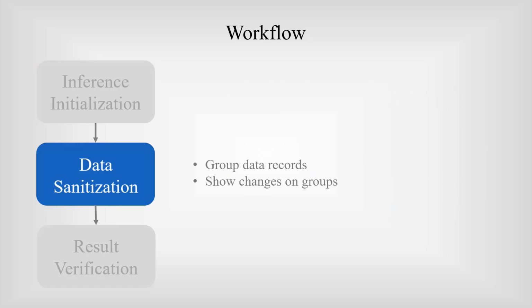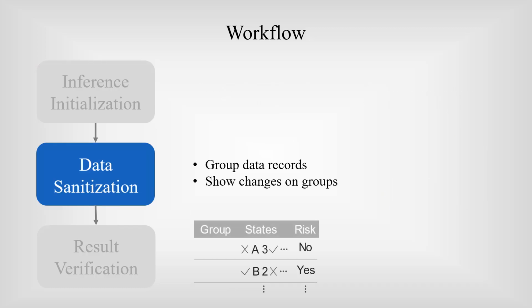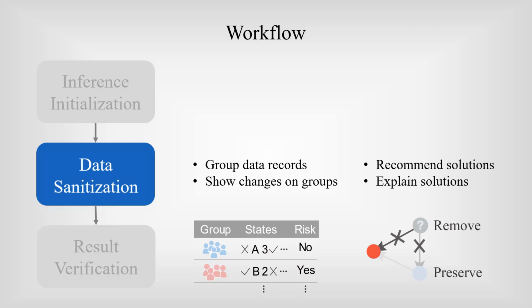In the data processing stage, we group data records with the same states together. Because they involve the same inferences, they can also share solutions. For groups with a risk of privacy exposure, the system recommends solutions and demonstrates how they will work.